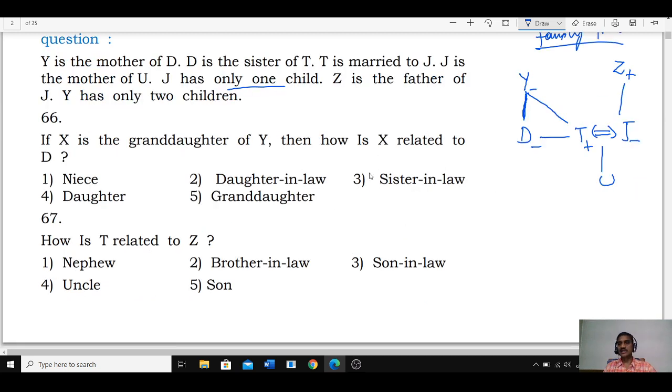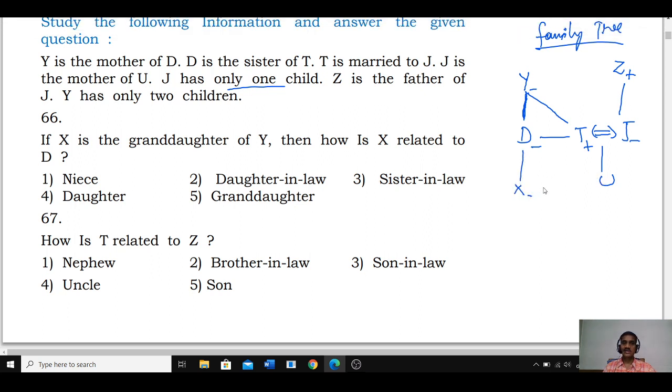If X is the granddaughter of Y, then X could be the daughter of T and Z, or of D, out of which T and Z's daughter X is not possible. Why? Because U is the only child of T and J. Hence U cannot be here, X cannot be here, hence X will be here. X is the granddaughter of Y. Then how is X related to D? X is the daughter of T, and that is the choice for 66.